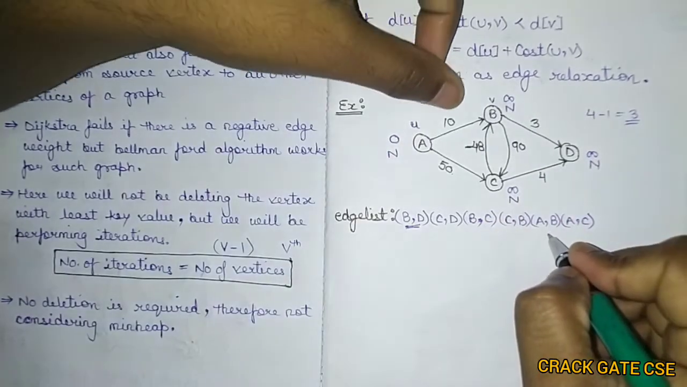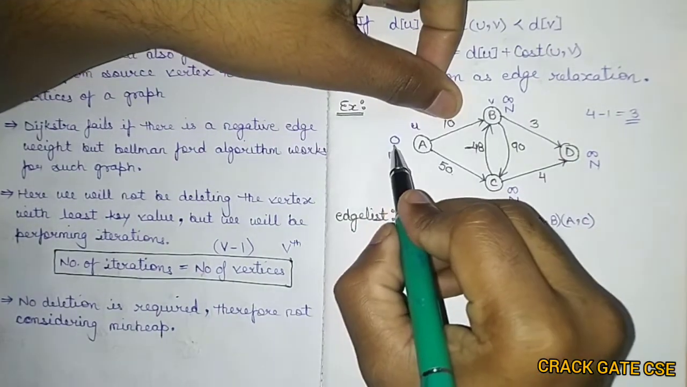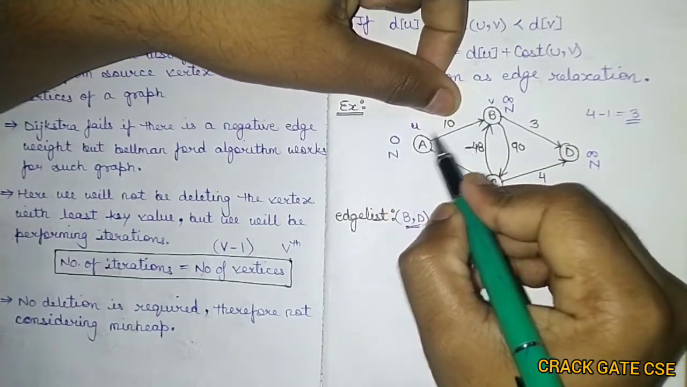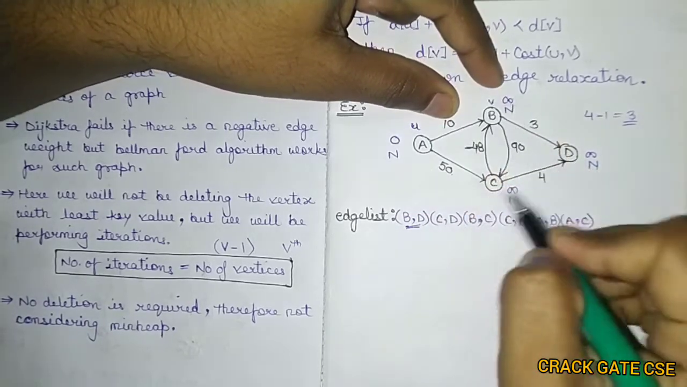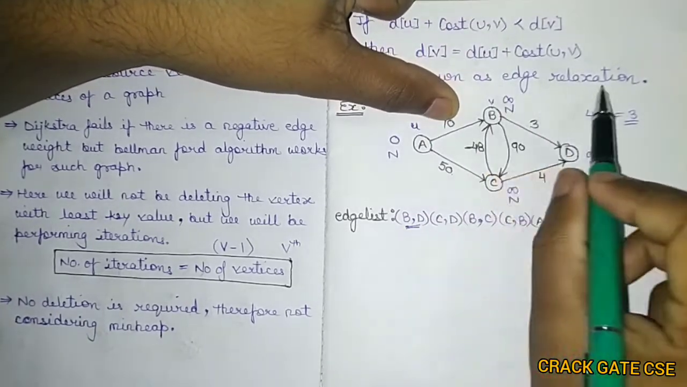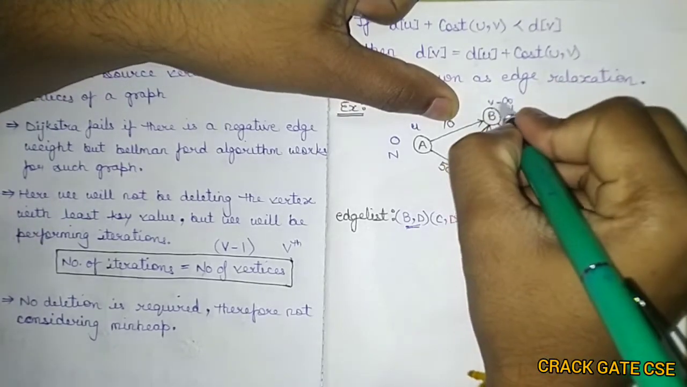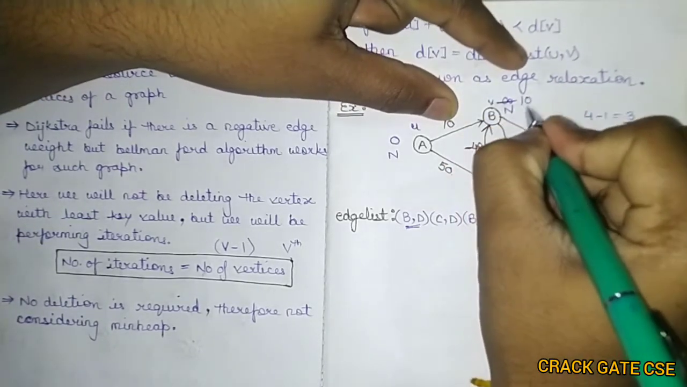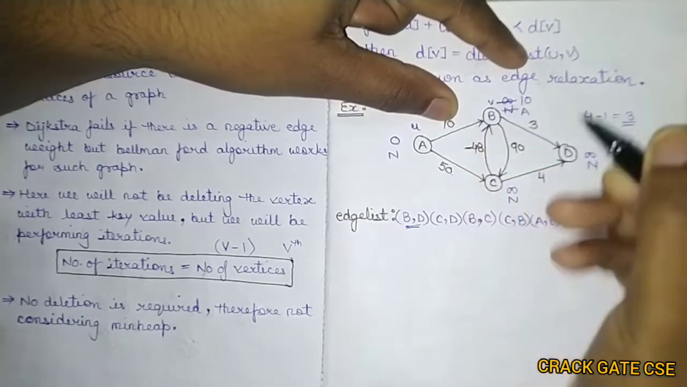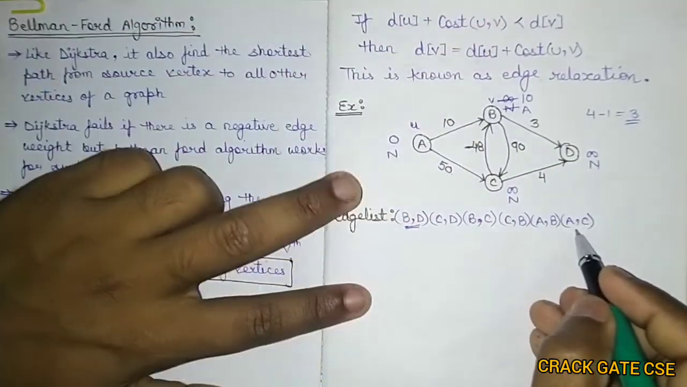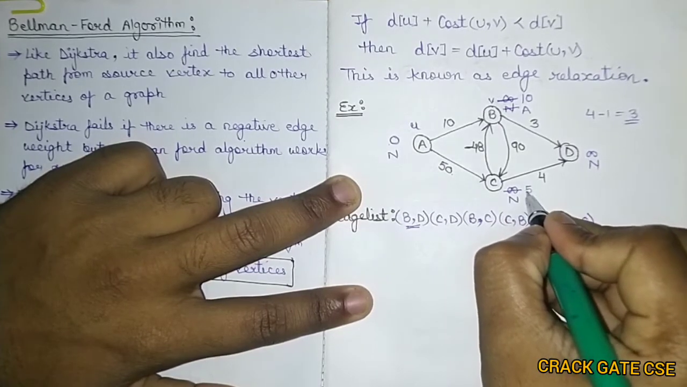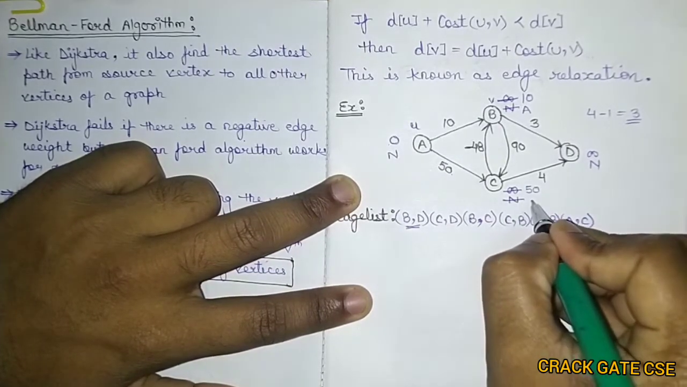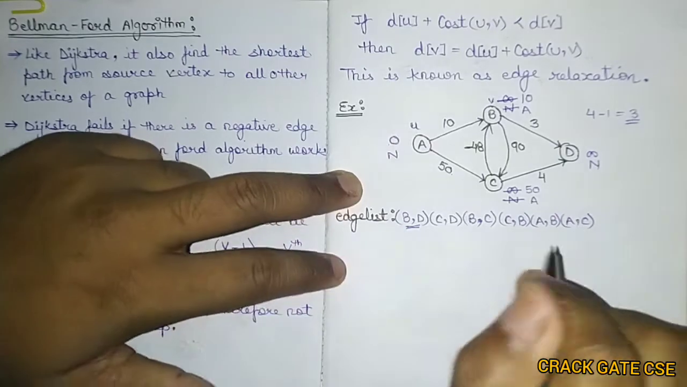Now we came to AB. In AB, this value is 0 and this is 10. So 0 plus 10 is 10. 10 is less than infinite, so I have to update the value. I have to perform the edge relaxation. So I am updating it as 10 and the parent is A. Similarly, I have to perform it for AC. For AC, it will be 0 plus 50, 50. So this value will be updated to 50 and this parent will be A. So this is the first iteration.